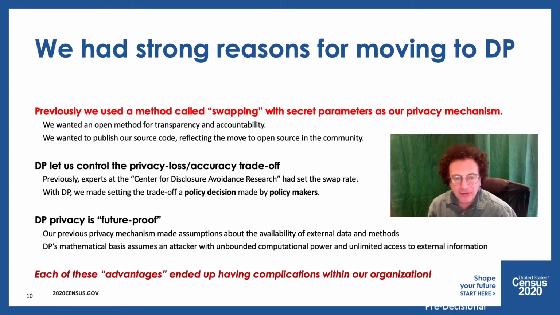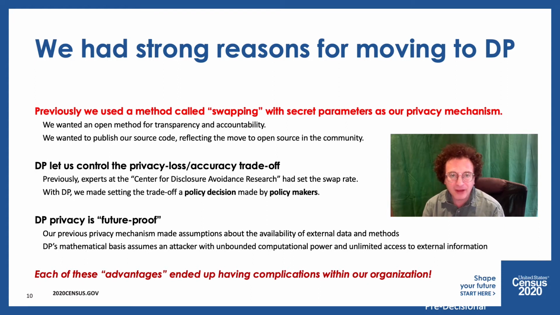With differential privacy, we can control that trade-off between privacy on the one side and very accurate data that we release on the other side. With that change, we can now involve policymakers in the decision as to how much we should protect people's data versus how accurate the data products should be. And differential privacy is also future-proof. Our previous mechanism assumed that attackers that might want to re-identify people in the data had access to certain data sets and certain amounts of computer power.